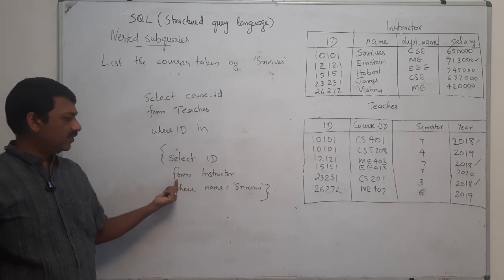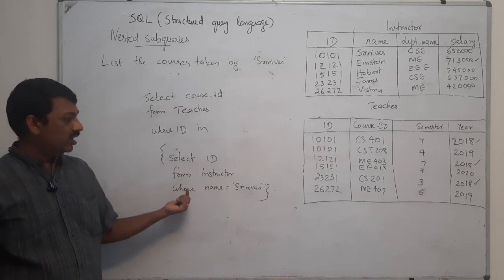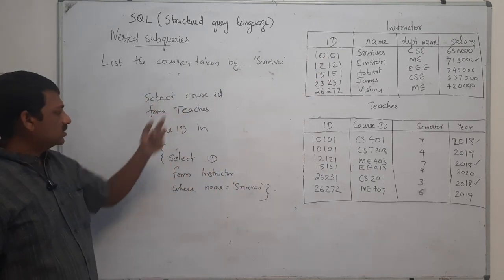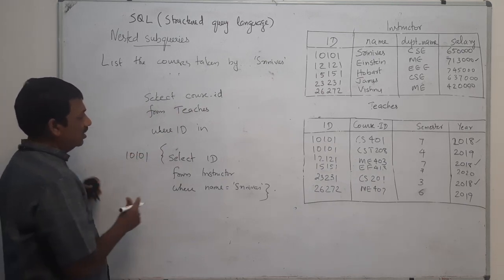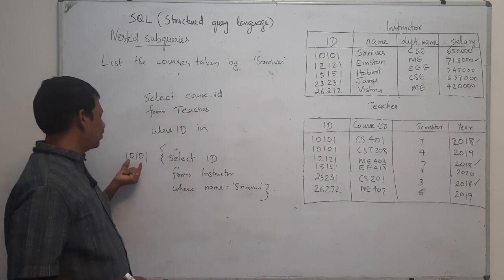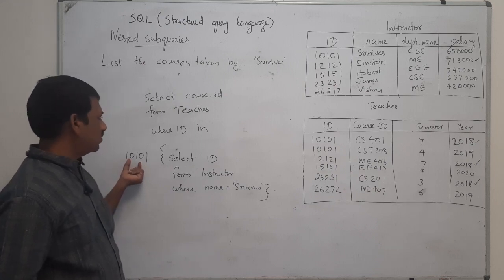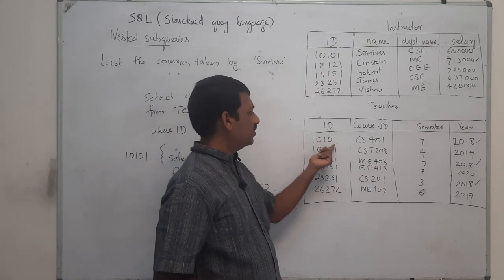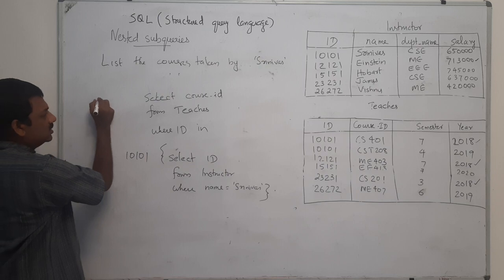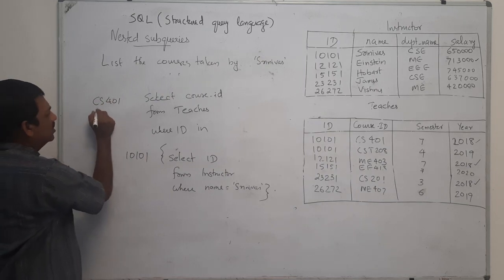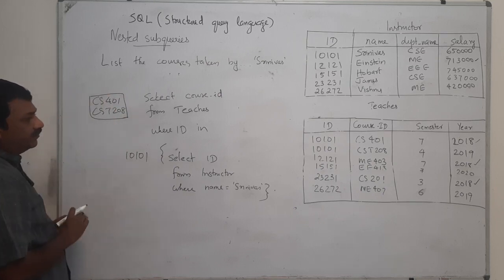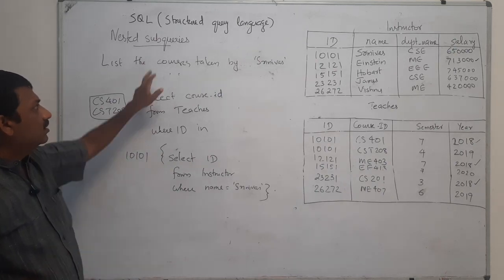That means select ID from instructor where name equal to Srinivas. Then the ID returned by this query is 10101. So when this is executed, it will return 10101. And then select course ID from teachers where ID in 10101. That means when 10101 is the ID, what are the courses? 10101 CS401 and 10101 CST208. So that will return CS401 and CST208. So these are the courses returned by this query.